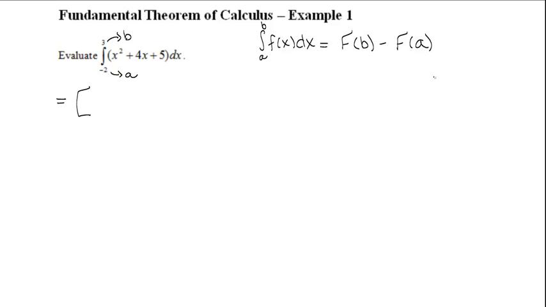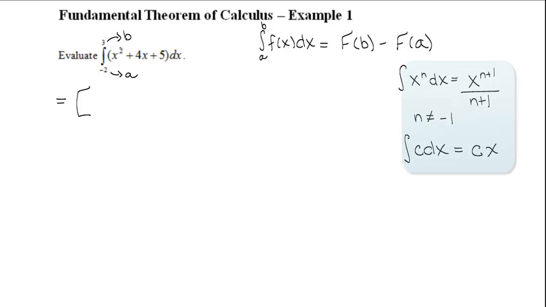Just two rules to remind you that you have to use in order to take this antiderivative. The integral of x to the n dx is equal to x to the n plus 1 divided by n plus 1, and this works for all integers except for -1. And then we also need to know how to take the integral of a constant, which is just the constant multiplied by x.